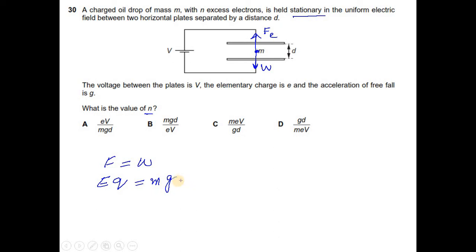But they are not giving charge in terms of Q. They are giving elementary charge e. So n is the number of electrons, and charge on one electron is e. So I can write, this Q is the total charge, so E into ne. So Q is ne, and E times ne is equal to mg.